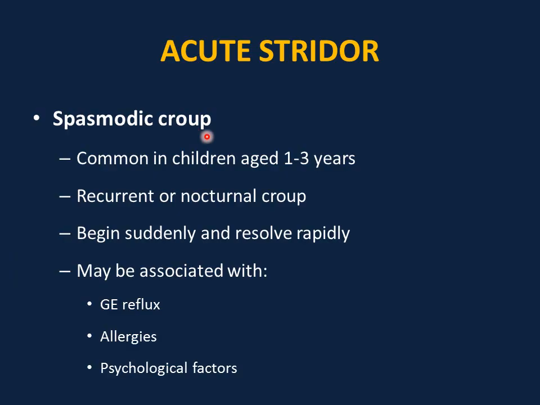Another cause of acute stridor is spasmodic croup. Spasmodic croup is common in children between 1 and 3 years of age. It is recurrent or nocturnal croup that occurs at night, begins suddenly and resolves rapidly, so it comes and goes quickly, and may be associated with gastroesophageal reflux because the acid can cause laryngospasm, allergies, or psychological factors. So consider that when the condition comes and goes quickly with no other symptoms, usually with reflux, so consider reflux, allergies, or psychological factors.